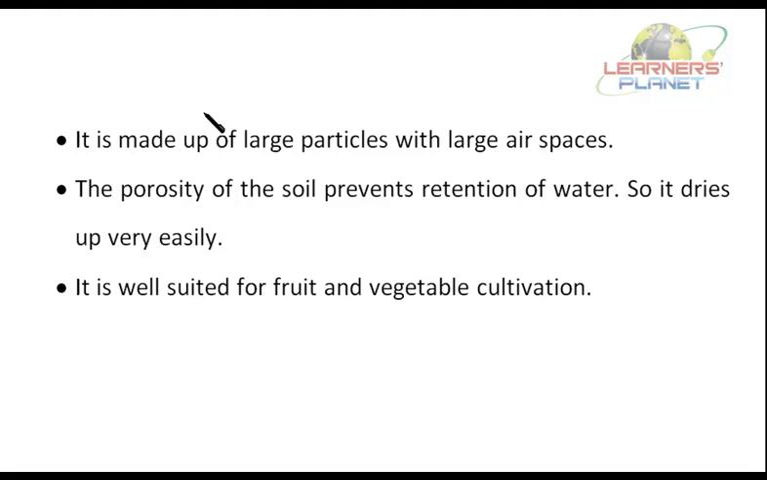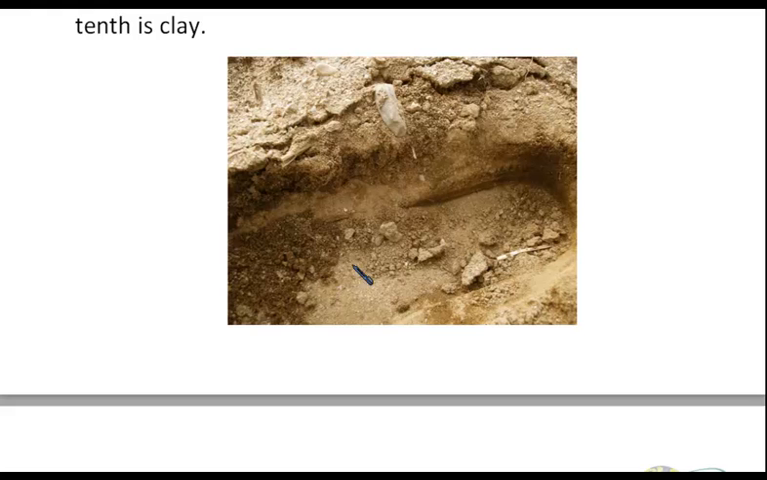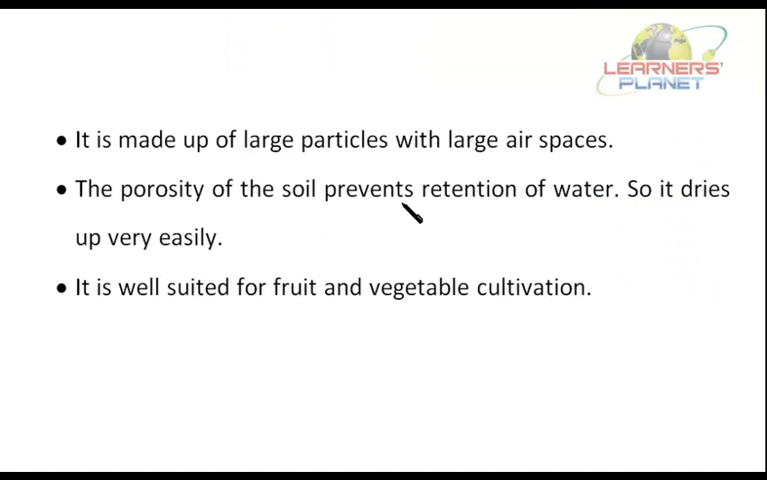The other characteristics are that it is made up of large particles with large air spaces, and the porosity of this soil prevents retention of water, so it dries up very easily, as we saw in the image. It is a dry soil and it has a gritty texture, and it is well suited for fruit and vegetable cultivation.